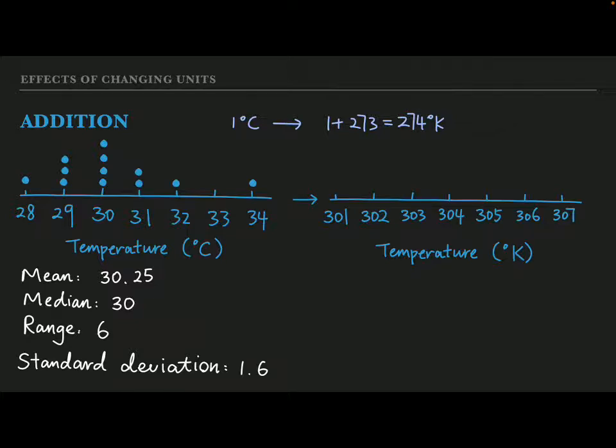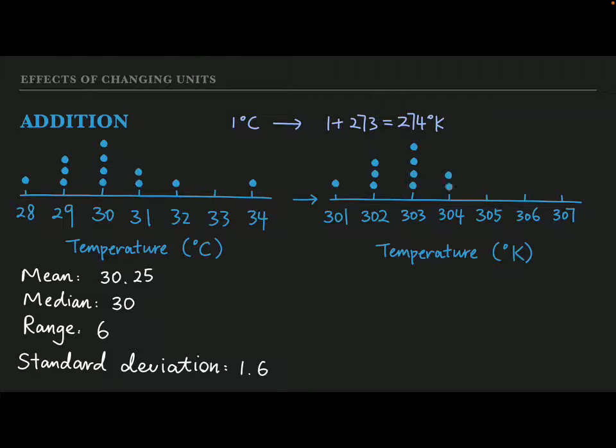Now let's look at each data and plot them onto the graph in Kelvin. This dot represents a data of 28 degrees Celsius, and 28 plus 273 equals 301 Kelvin. So let's draw it here. These three are at 29 degrees Celsius, so that is 302 kelvins here. Similarly, we will transfer all the dots one by one to construct this graph on the right.